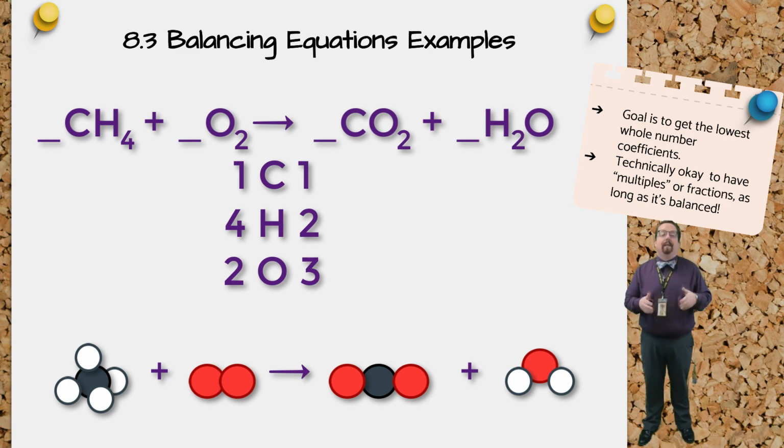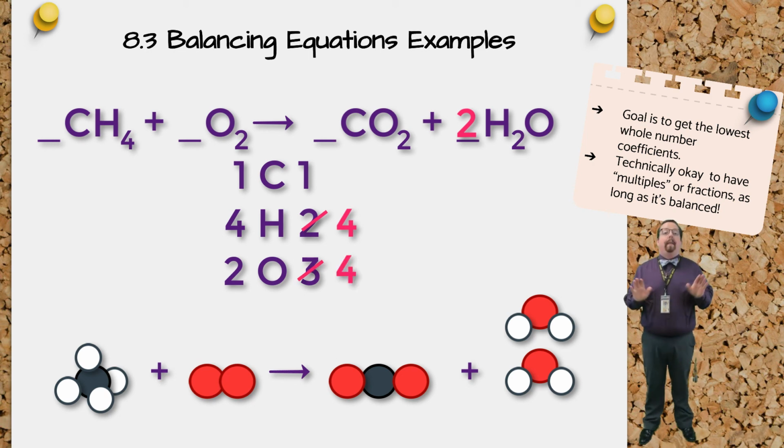I've got 1 carbon, 4 hydrogens, and 2 oxygens on the left, and 1 carbon, 2 hydrogens, and 3 oxygens on the right. The first thing I notice is that my hydrogens are not balanced. If I put a 2 in front of H2O, that gives me 4 hydrogens now and 4 total oxygens. Now the only thing left is to fix my oxygens, which is a pretty easy fix. I'll just put a 2 in front of the O2 and now I'm all balanced.